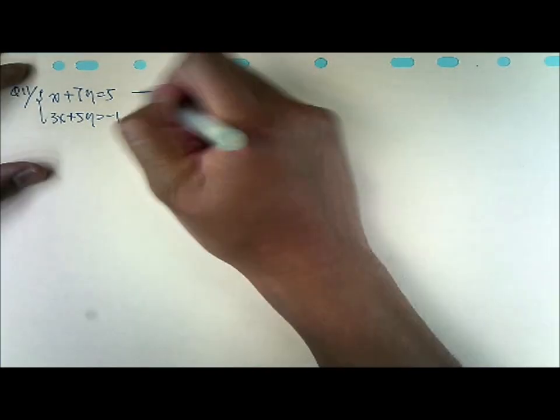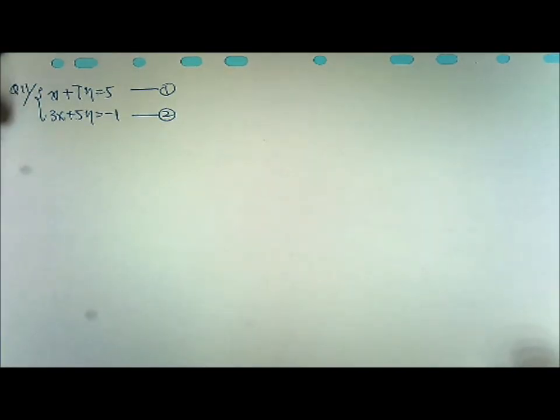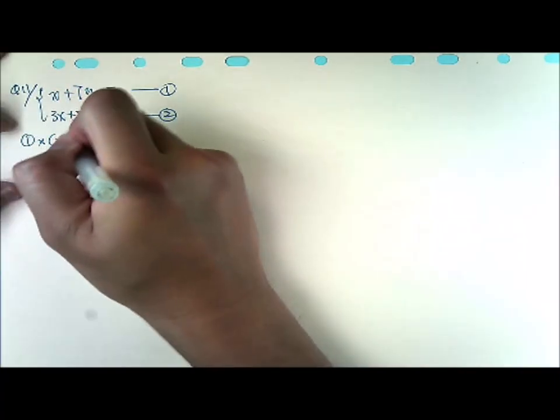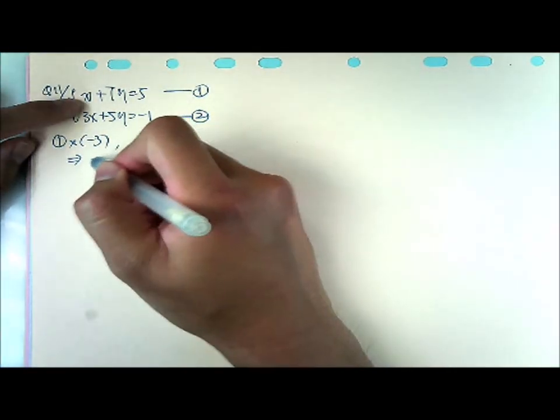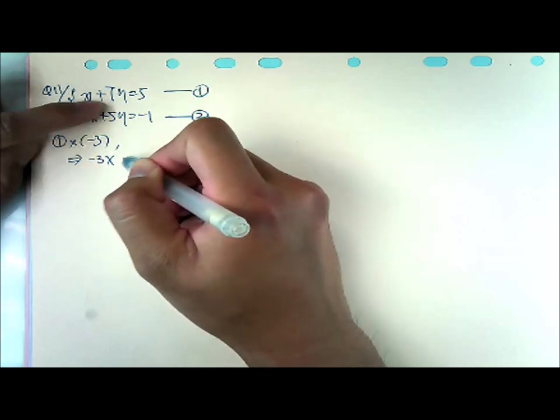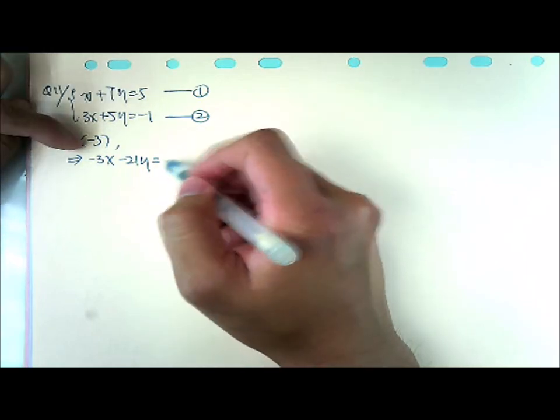You give names: equation 1, equation 2. Do you have to change both equations? No, you just change the x. Just imagine if this x becomes minus 3x, that would be perfect. How to make it minus 3x? You do equation 1 times minus 3, understand? So this term will become minus 3x, and then minus 3 times 7 is minus 21y, equal to, on this side, 5 times minus 3 will become minus 15.